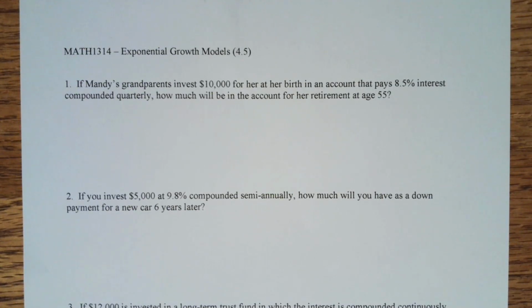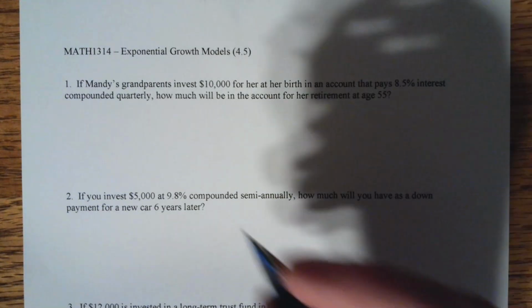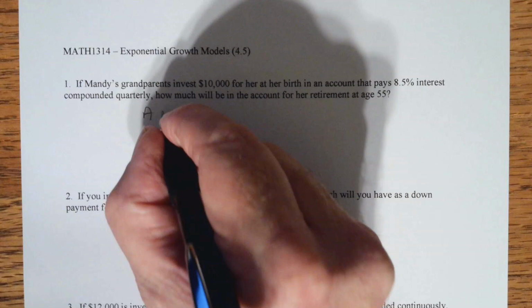In number one here it says Mandy's grandparents invest $10,000 for her at birth in an account that pays 8.5% interest compounded quarterly. How much will be in the account for her retirement at age 55? Well, that's awfully nice of her grandparents. So first of all, let's write the formula that we're going to need here.